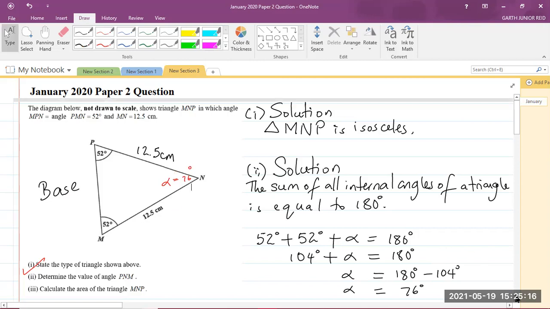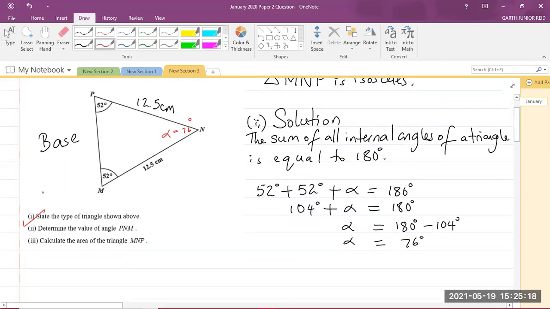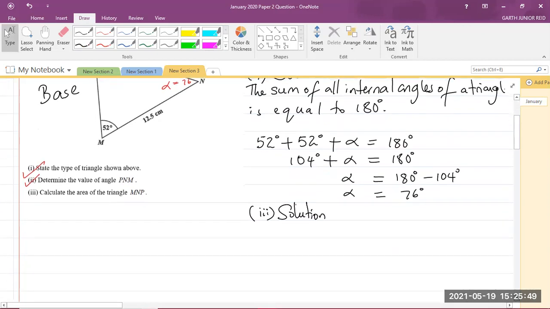Good. So part 2 is now answered. Let's now answer part 3, which says we have to calculate the area of the triangle MNP. Now remember that there are many different methods that we can use to calculate the area of a triangle. But the only one, at least that I can see, which is applicable here, is this.